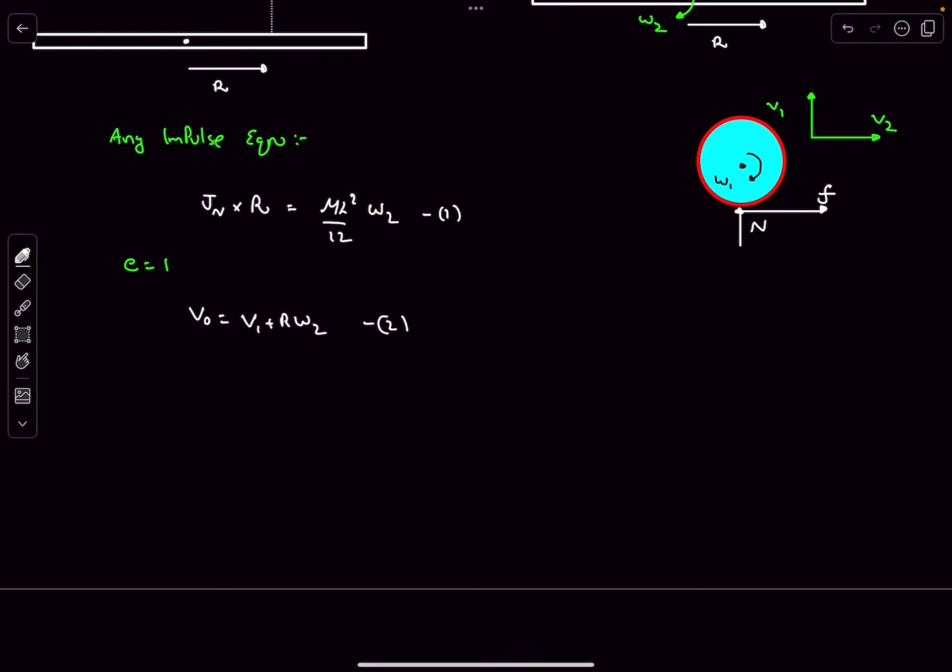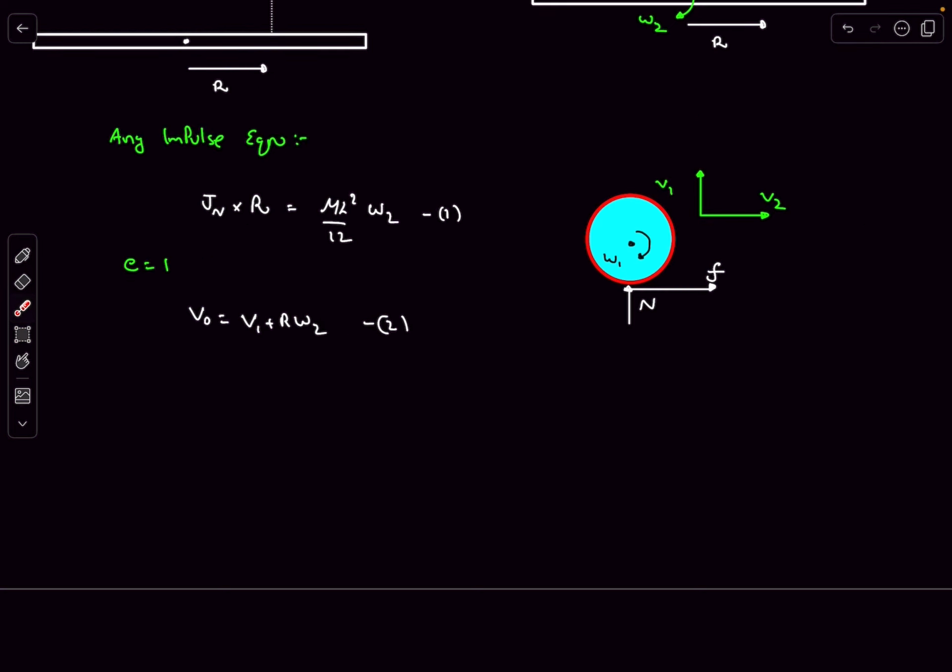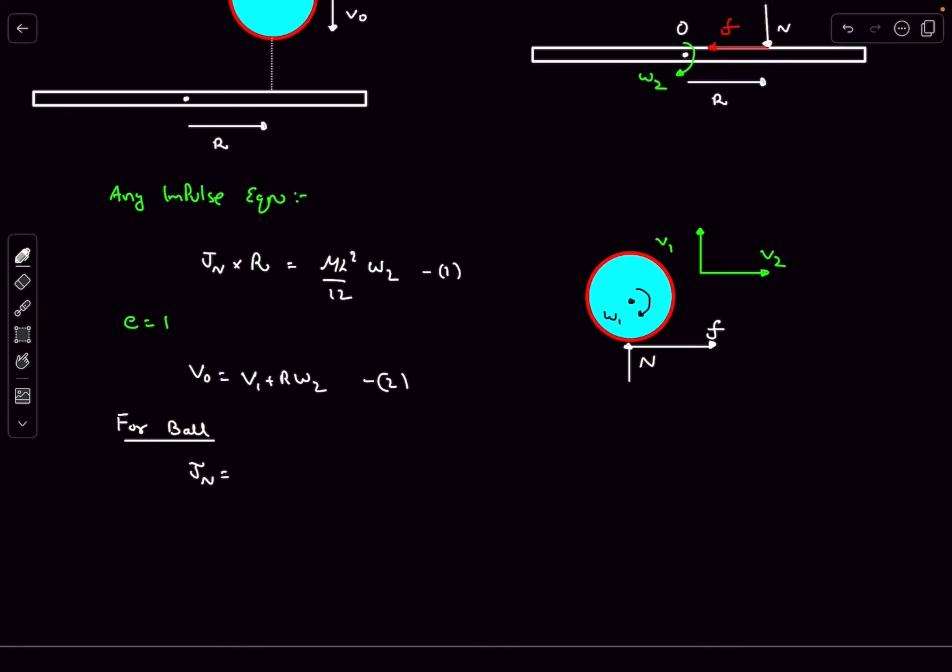Now let's write down the equations for the ball. The impulse provided by the normal will change the momentum of the ball in the y direction. So the impulse due to normal equals the change in momentum in the y direction. Initially it was moving with a velocity of v naught in the downward direction, and finally it is moving with a velocity of v1 in the upward direction. So the magnitude of change in momentum is small m times v naught plus v1. The directions are not important, so I'm ignoring them.